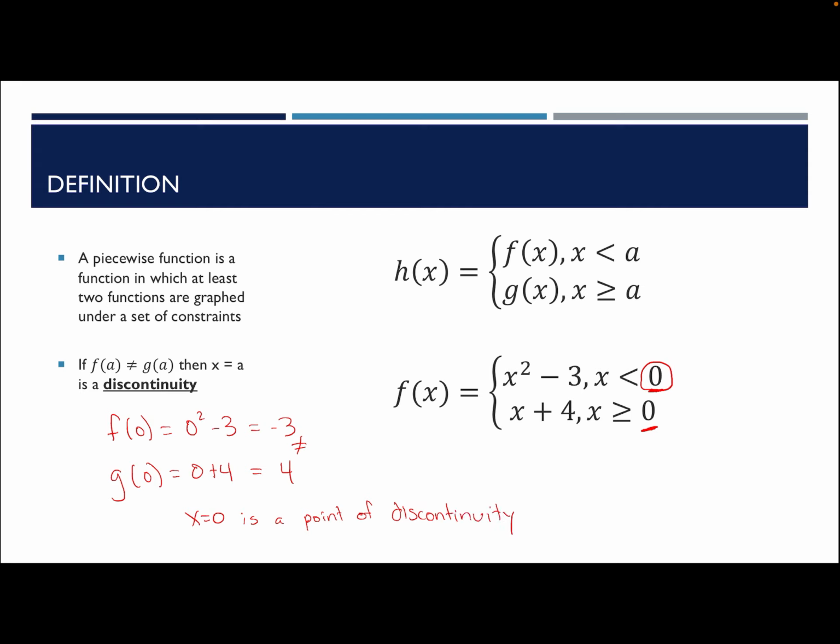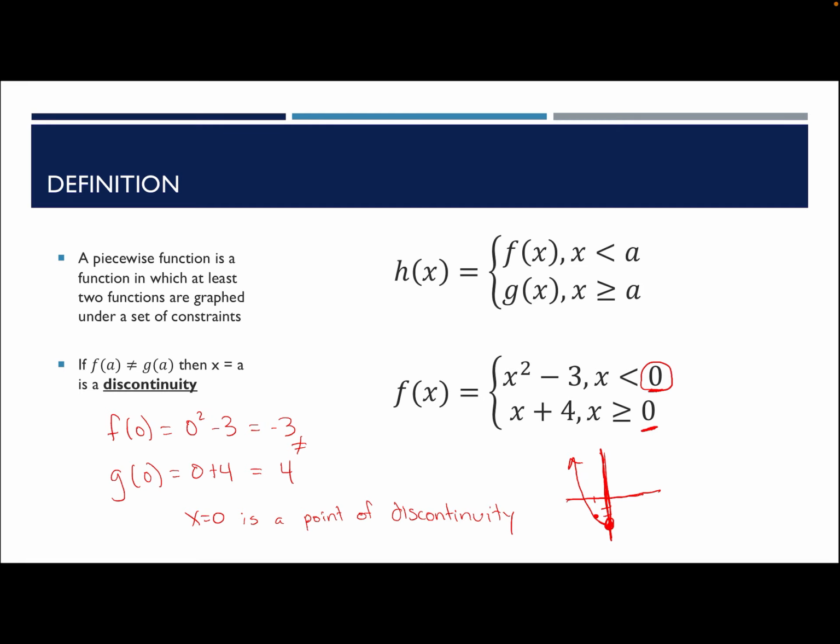And what that's going to mean is that if you were going to graph this, this is not exactly what the graph looks like. Actually, we can draw exactly what it looks like. So x squared minus 3, you have to choose points where x is less than 0. So if x is negative 1, we're going to have 1 minus 3, which is negative 2. And then we know that when x is 0, we're going to get negative 3.